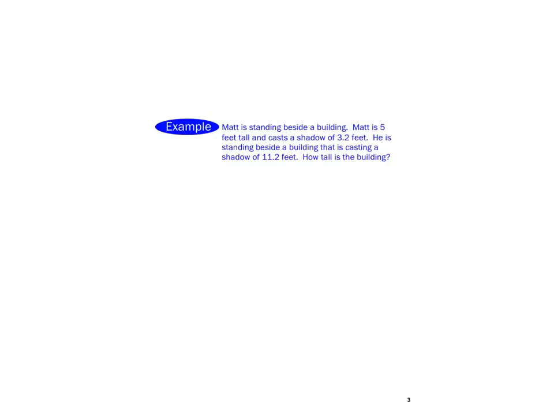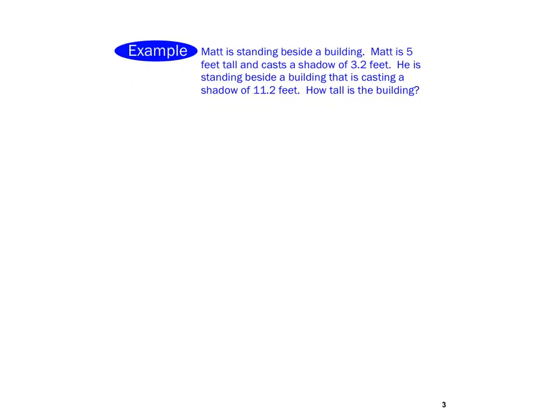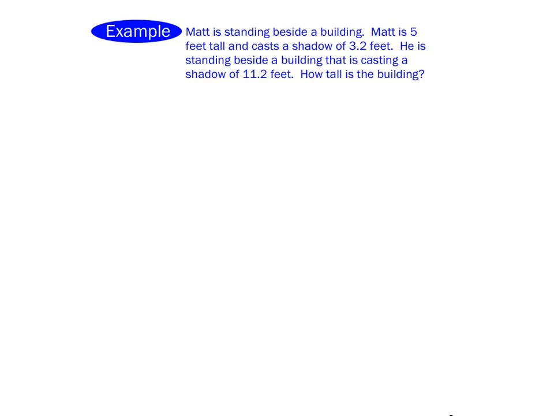Okay, now let's do a word problem. Here's our word problem. Matt is standing beside a building. Matt is 5 feet tall and casts a shadow of 3.2 feet. He's standing beside a building that's casting a shadow of 11.2 feet. How tall is the building?